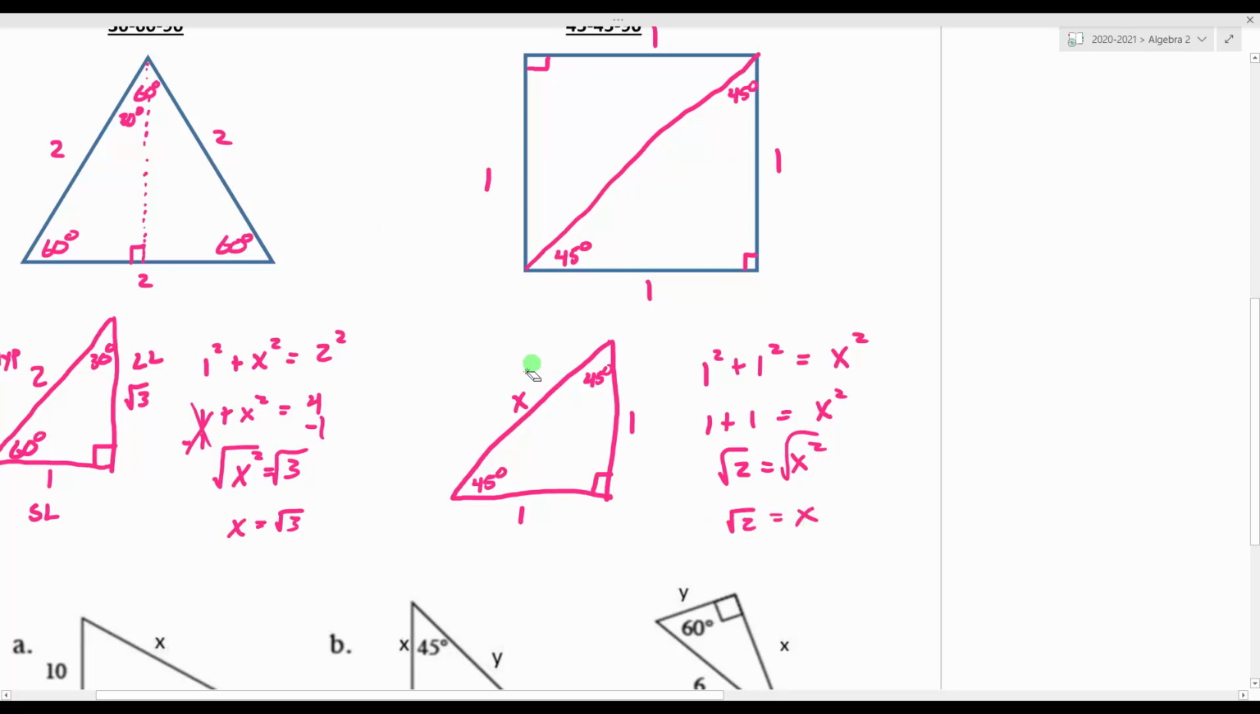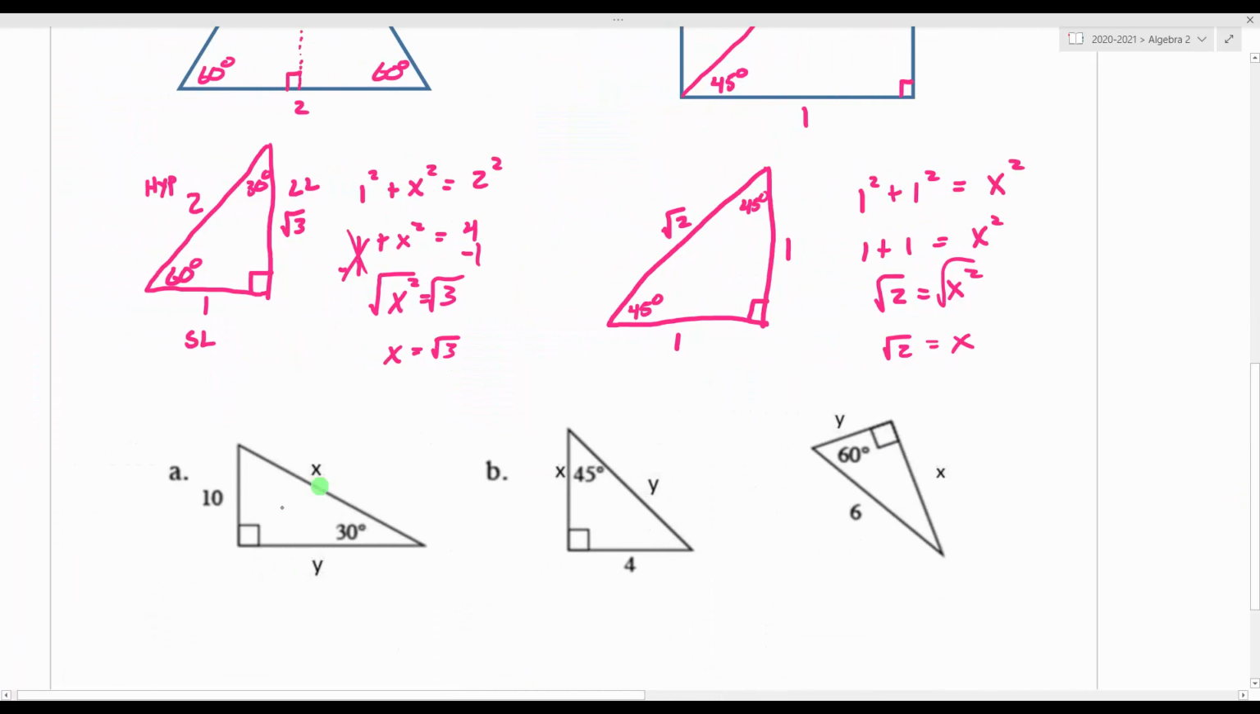So I can come over here to my diagram, get rid of this x, and I'm going to put in square root of 2. And like I said, I'm going to use this diagram to help me out with some of these problems down here. So now we have looked at where the 30, 60, 90 right triangle comes from, where the 45, 45, 90 right triangle comes from, and we see how those are extracted. Now let me show you how we use those.